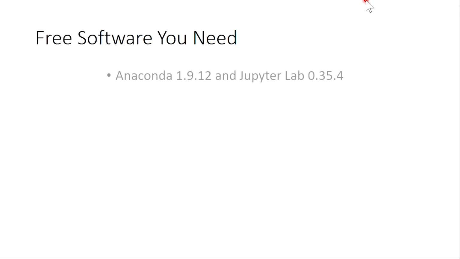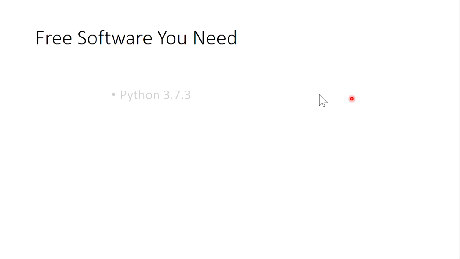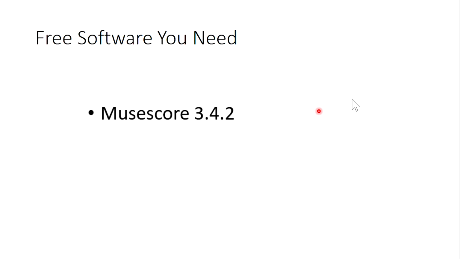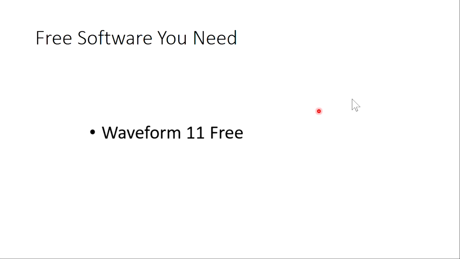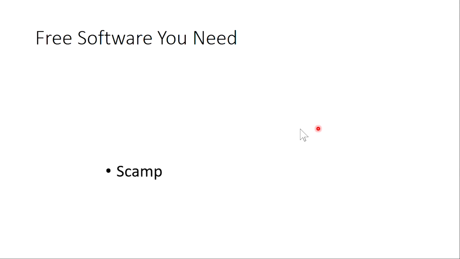So the free software you need: first, Anaconda 1.9.12 and JupyterLab 0.35.4, and also Python 3.7.7 plus 3.7.3, and MuseScore 3.4.2. Waveform 11.3 is used to convert the notes into waveforms or wave files. And then I use the Ample Sound Guitar M Lite 2 to produce a guitar song, and I use Scamp to produce the notes.